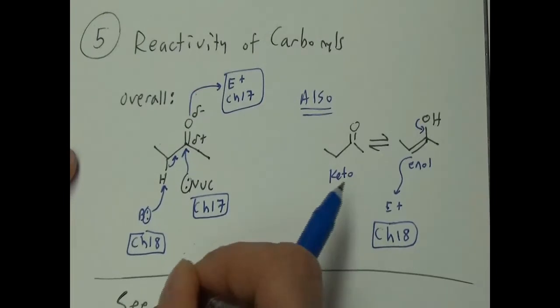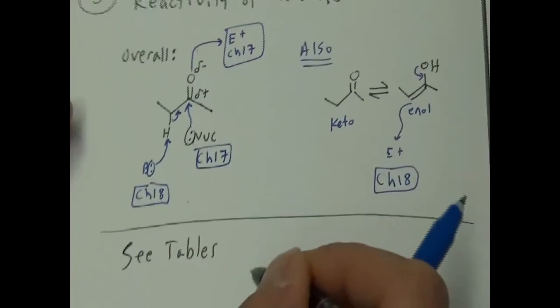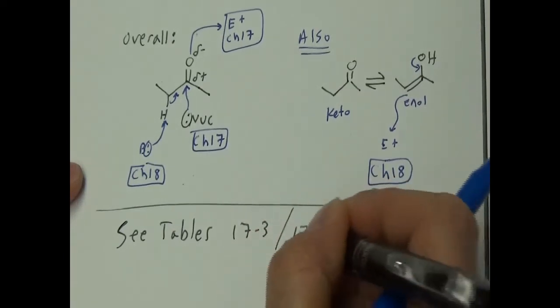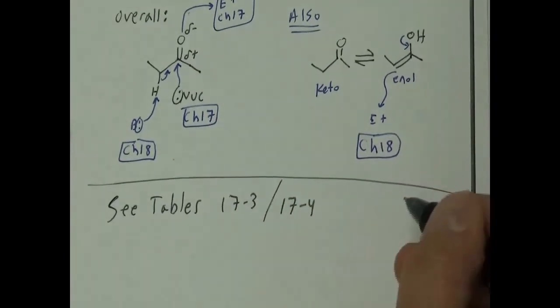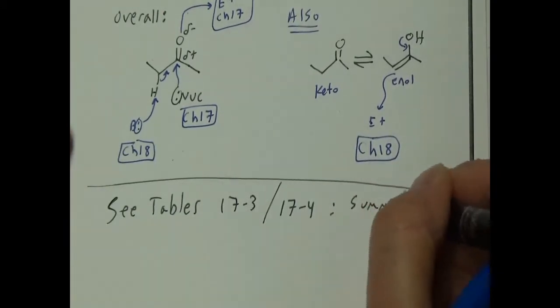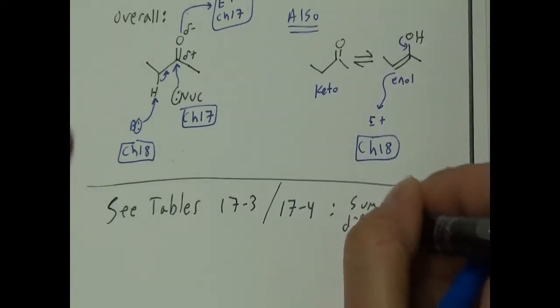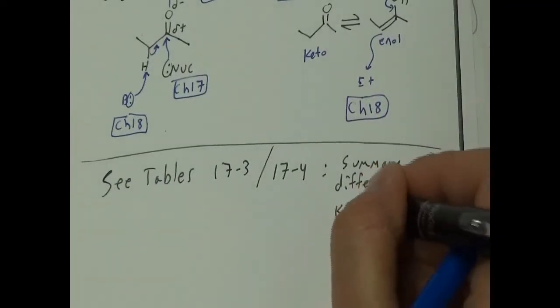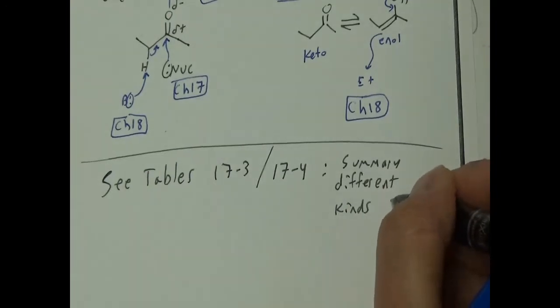There's, I think, tables 17.3 and 17.4 that are a summary of the different kinds of reactions. So you can take a look at that as we go through them all.